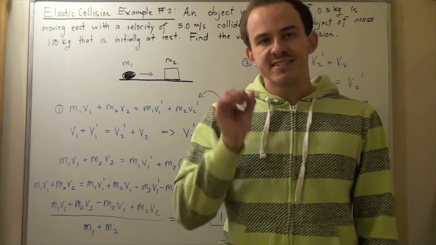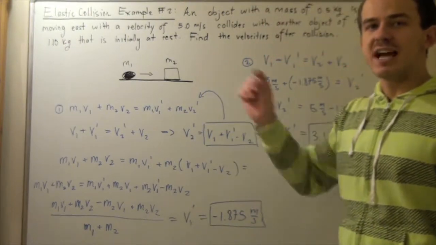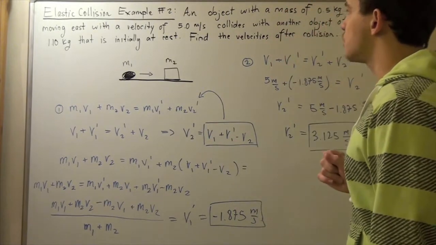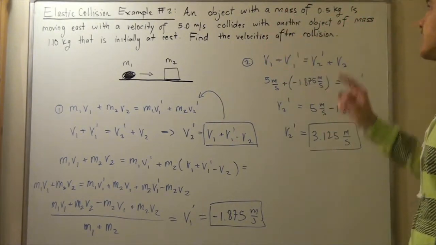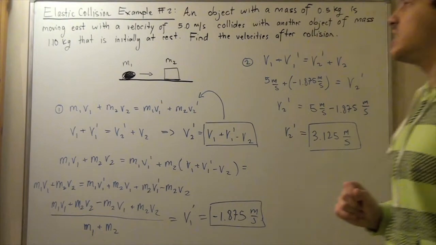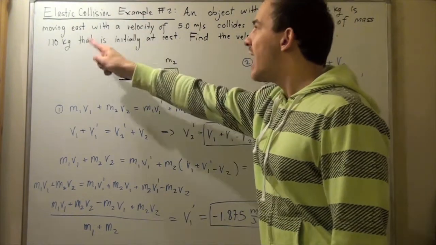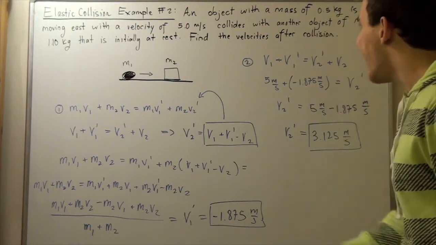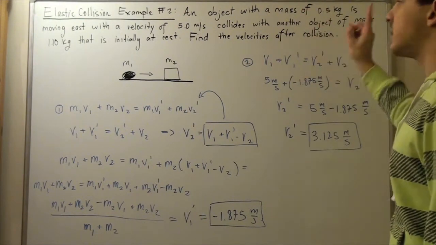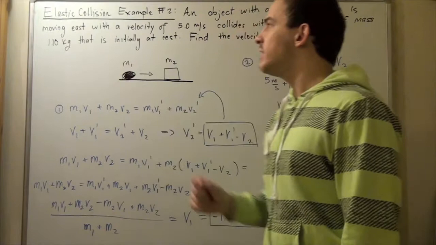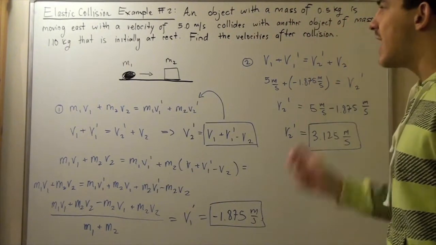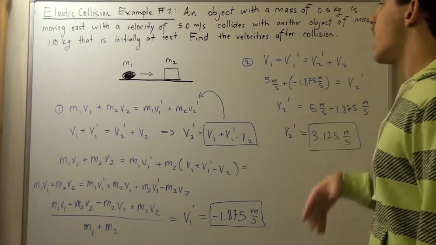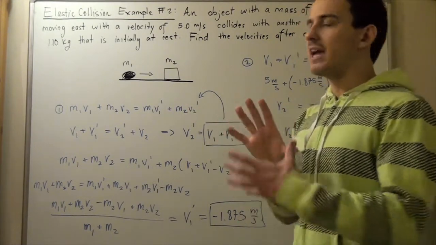So now let's look at the second example that deals with elastic collisions moving in one dimension along the x-axis. An object with a mass of 0.5 kilograms is moving east with a positive velocity of 5.0 meters per second and collides with another object of mass 1.1 kilograms that is initially stationary, so it's at rest. We want to find the velocities of the two objects after they collide.